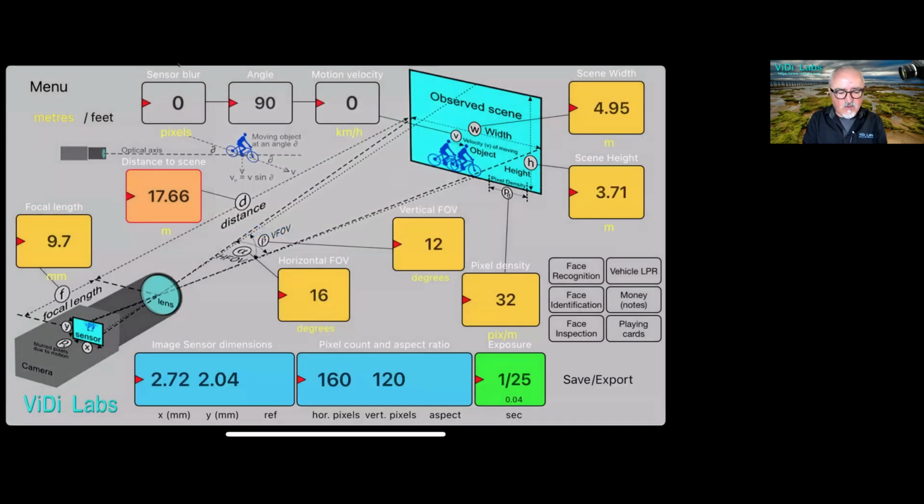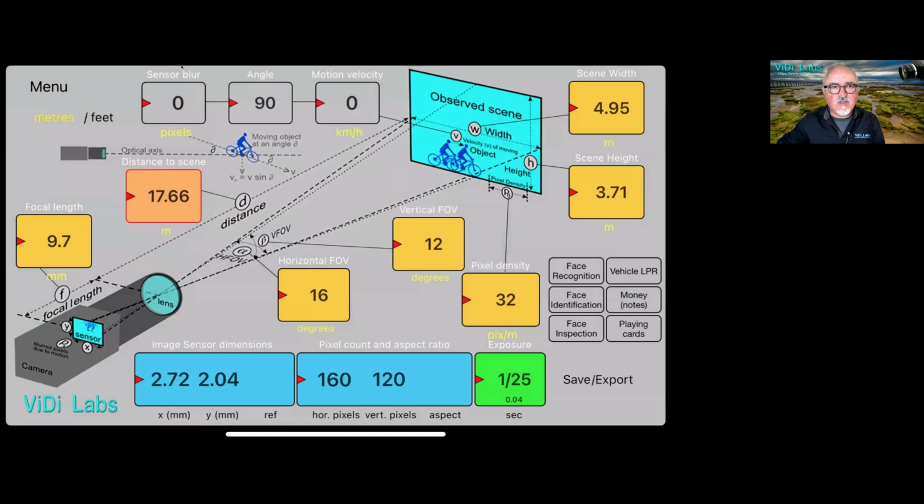Okay, so there we go. What we found is that with this particular small thermal imaging sensor of 2.72 by 2.04 millimeters dimensions and a pixel count of 160 by 120, with a 9.7 mil lens, we get a 16 degree horizontal angle of view and 12 degrees vertical angle of view.